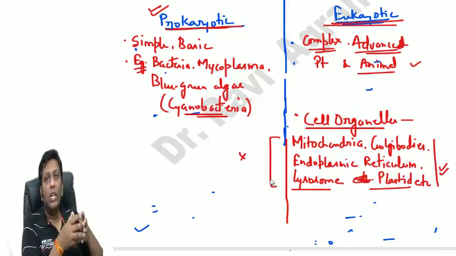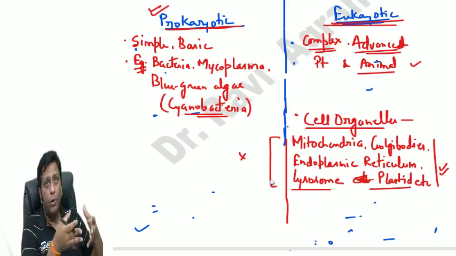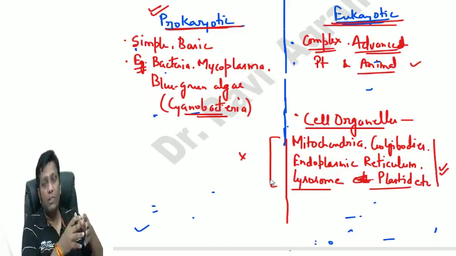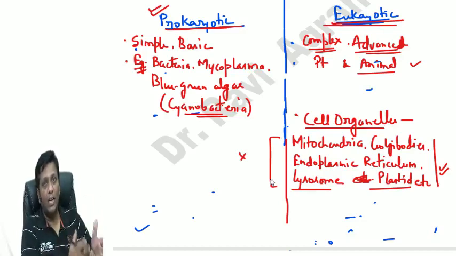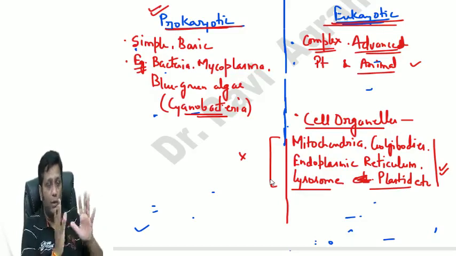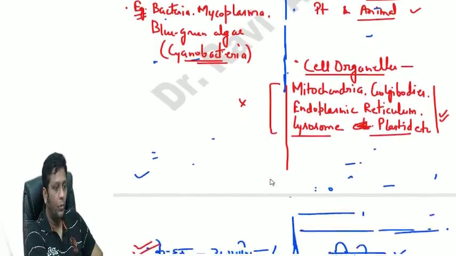These are all the cell organelles. What about the features which are important for your examination, especially for the prelims examination? I will tell you 1-2 lines of information about the features of mitochondria, Golgi bodies, endoplasmic reticulum, lysosome, plastids. But you wait here.